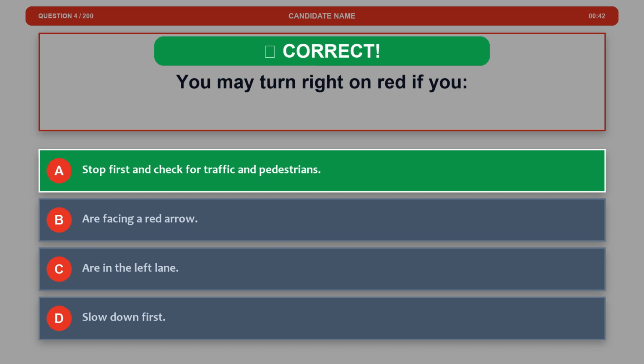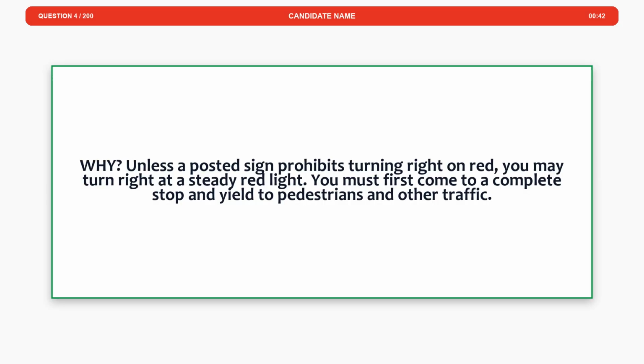The correct answer is option A. Stop first and check for traffic and pedestrians. Explanation. Unless a posted sign prohibits turning right on red, you may turn right at a steady red light. You must first come to a complete stop and yield to pedestrians and other traffic.